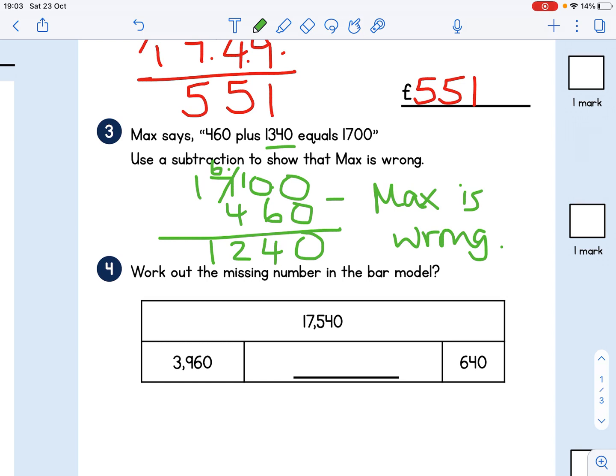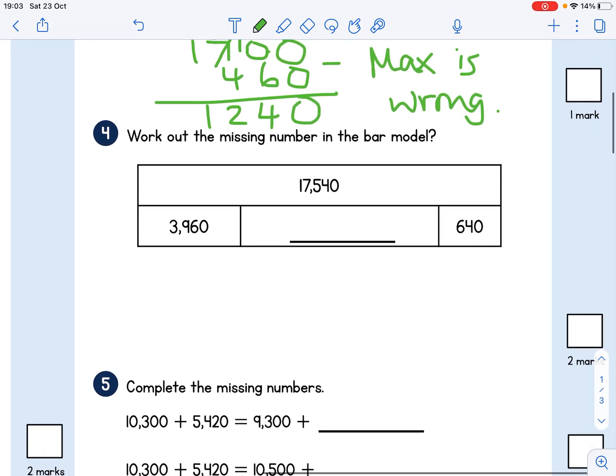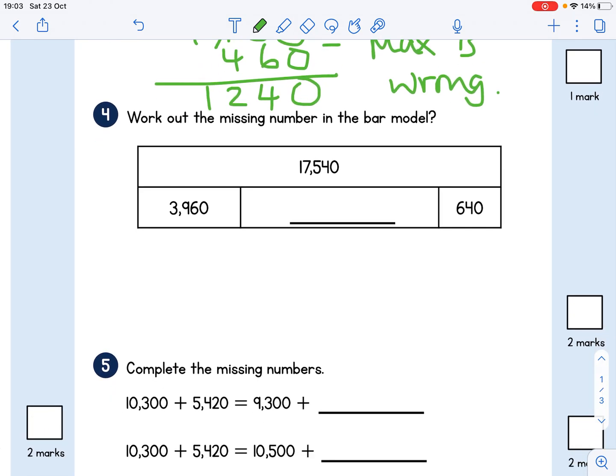Okay, number 4, work out the missing number in the bar model. This one, again, we've got to do some addition and subtraction. So we know that this plus this number here should equal 17,540. So we need to work out how much we've got so far. So we're going to do 3,960 plus the 640.